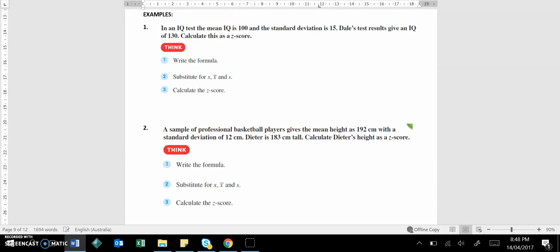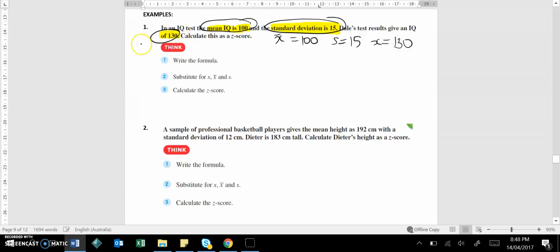The first one says, in an IQ test, the mean IQ is 100, so that's important. And the standard deviation is 15. Dale's test results give an IQ of 130. Calculate this as a z-score. Straight away we're just going to put that into the formula. I know that the mean is 100, the standard deviation is 15, and the x value, or the score they're talking about, is Dale's test result of 130.